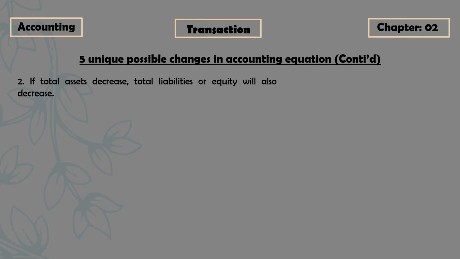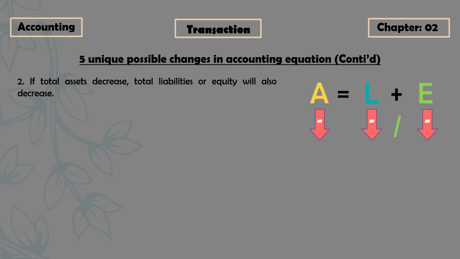Number 2: if total assets decrease, total liabilities or equity will also decrease. Let's say A decreases, that means minus, a downward arrow. So if assets decrease, either L or E will also decrease.